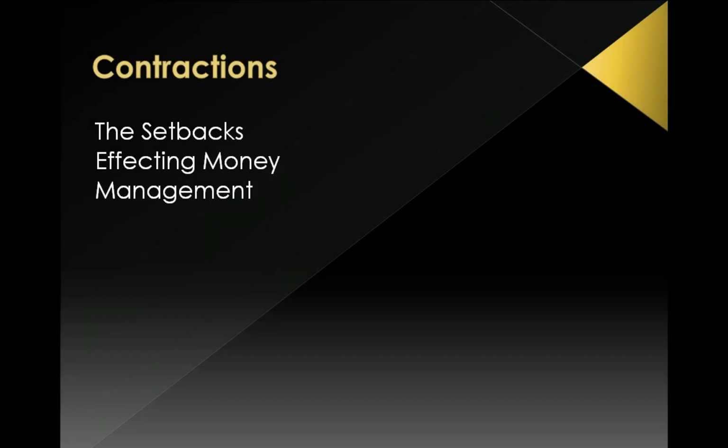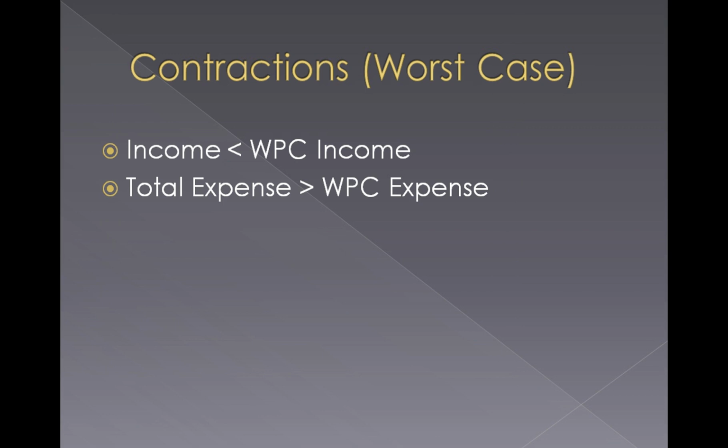Let's start with contractions. These are the setbacks that affect money management. Whatever your worst case is, it's going to be dictated by 2 of the following. A worst case scenario happens when your actual income is less than your worst practical case income, and when your total expense exceeds your worst practical case expense. If either one of these 2 things happen, then you're going to have to switch your plan from the regular worst practical case scenarios and treat it as if it was a contraction.